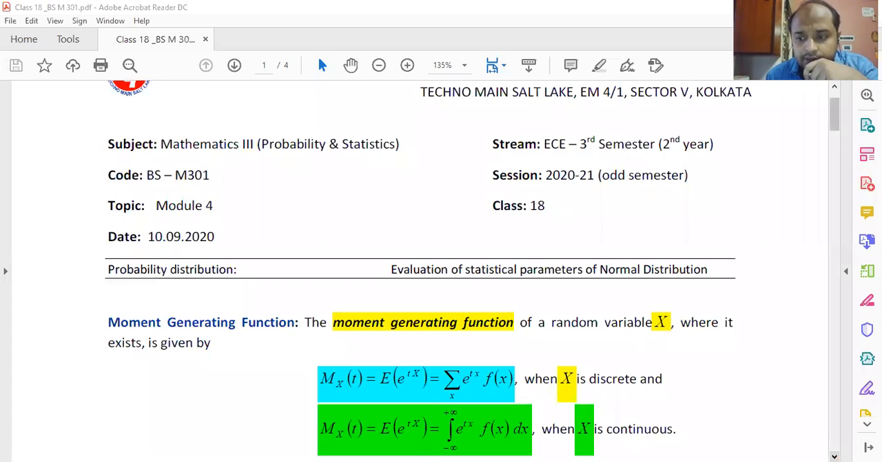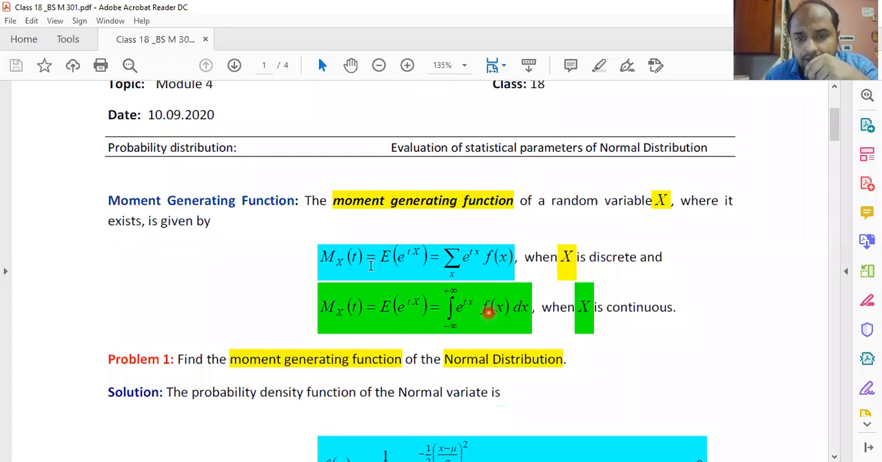So for this evaluation of statistical parameter, I am again going to take the help of this wonderful mathematical tool, which is called moment generating function. And once again, I'm repeating that moment generating function for the random variable capital X when X is discrete is defined as e to the power tx multiplied by the probability mass function preceded by a summation sign over all possible values of x.